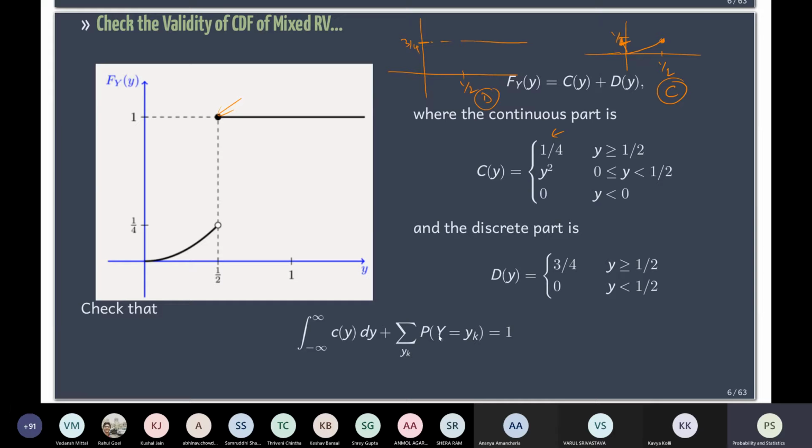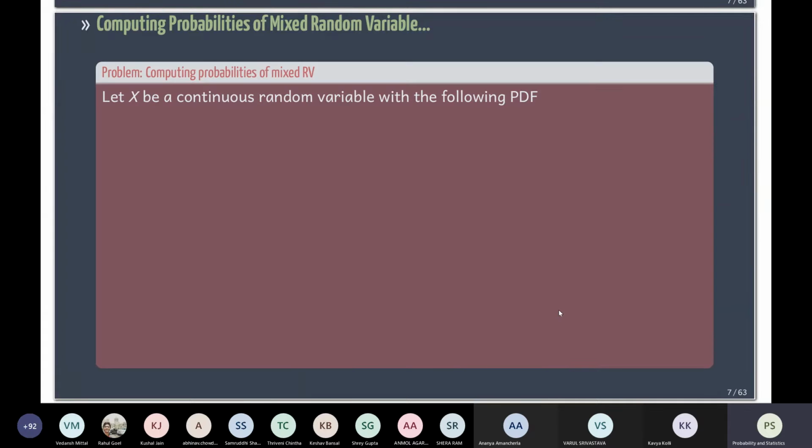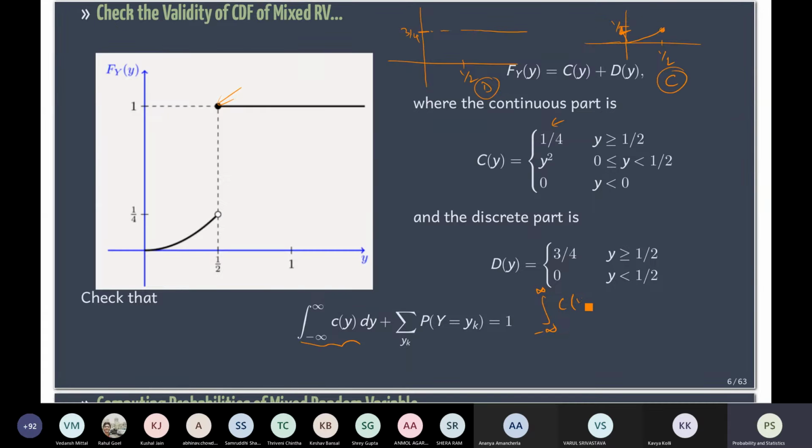So what does this mean here? If I integrate cy, from minus infinity to infinity, if we check this guy, integrate minus infinity to infinity, cy dy. Look, below 0 there is nothing, right? So we can actually start from 0.